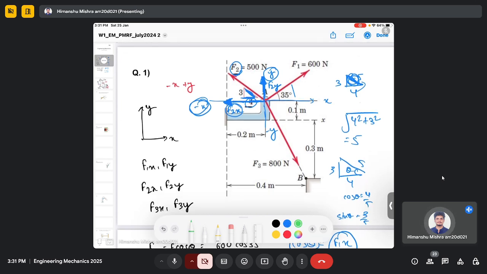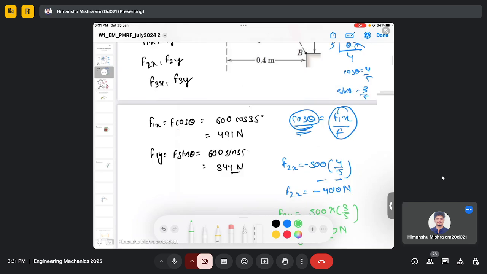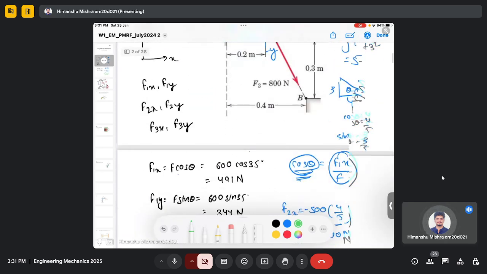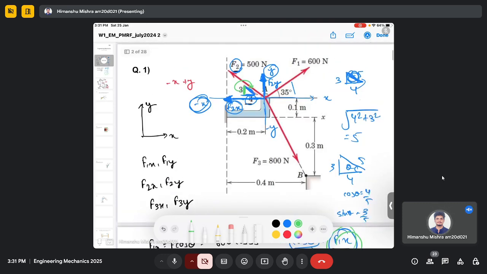Similarly, to calculate F2y, which is in this 3 direction, I have to use the sine rule, and sine theta will be 3 by 5. So F2y will be 500 multiplied by 3 by 5. So it will be 300 Newton. And it is positive, it is in the positive y direction, right? So in both of the cases, earlier we directly used angles, but now we use the cosine and sine ratios to calculate the components of force.